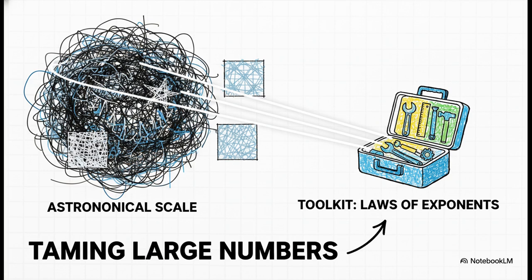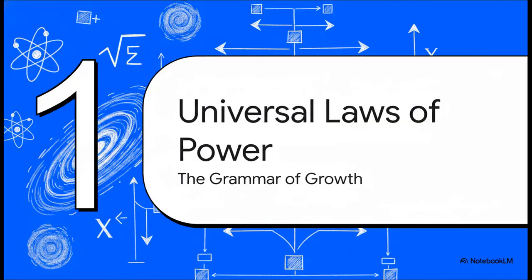See, to tame these absolutely astronomical scales, we need to get fluent in the universal language that describes them, the fundamental laws of exponents. Okay, first up, the universal laws of power. And please, don't think of these as some dry, boring formulas from a textbook. This is more like the grammar of growth. It's the language we use to talk about everything from the tiniest subatomic particles to the entire cosmos.